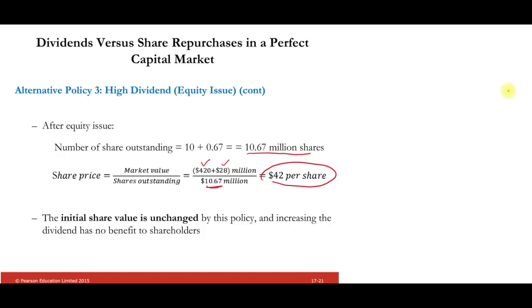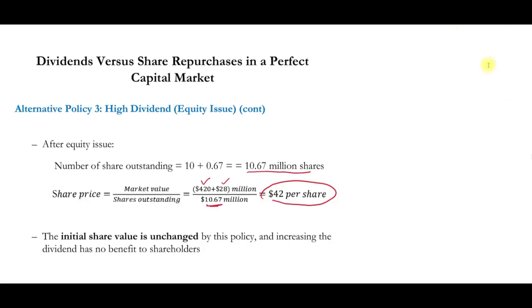Okay, you might be wondering why the share price is still the same. As you can see, previously we had 10 million shares. So if you used 10 million, the price would be 48, right? But now, because the company has issued new shares, the shares have increased, the denominator has increased. When the denominator increased, the price actually stayed the same.